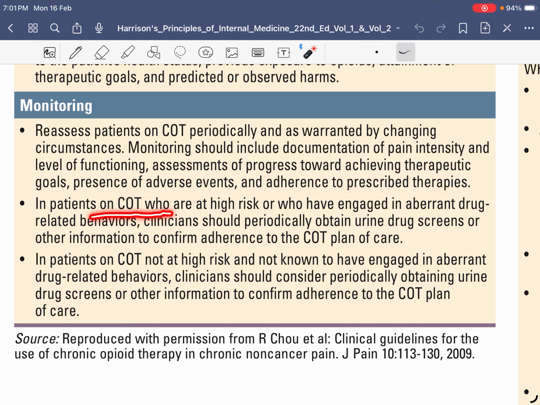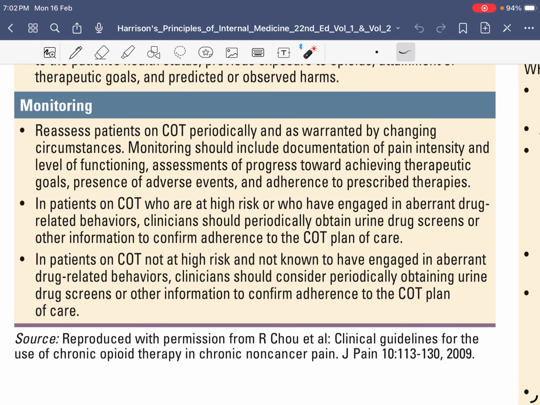In patients on chronic opioid therapy who are at high risk or who have engaged in aberrant drug related behavior, clinicians should periodically obtain urine drug screens or other information to confirm adherence to the chronic opioid therapy plan of care. In patients on chronic opioid therapy not at high risk and not known to have engaged in aberrant drug related behavior, clinicians should consider periodically obtaining urine drug screens or other information to confirm adherence to the chronic opioid therapy plan of care.